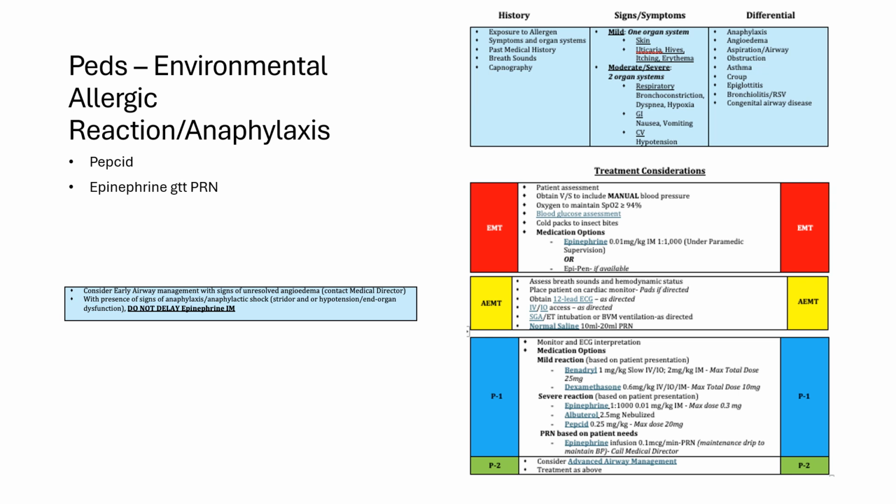Allergic reaction: Benadryl, Dex, epi, albuterol, Pepcid at 0.25 mg per kg. And then epi infusion if you need it. Pepcid's our drug, right? Next slide. Epi infusion, if you need it. We don't do push dose epi in kids. It's quite a bit, so we would prefer just going straight to the infusion.